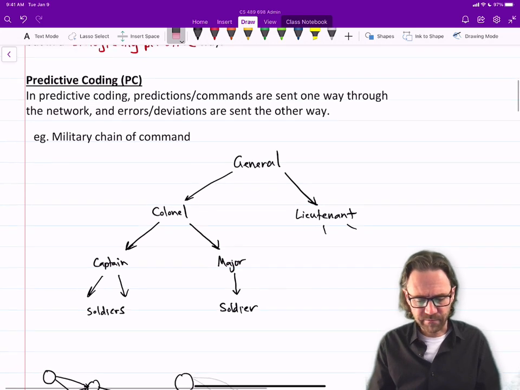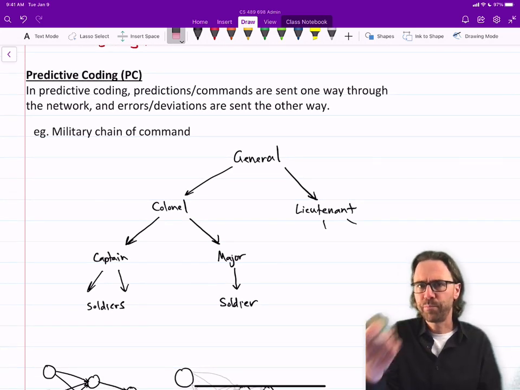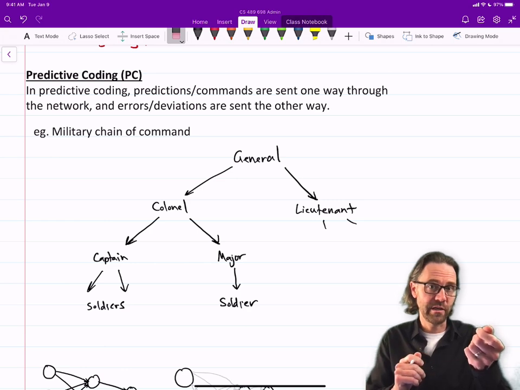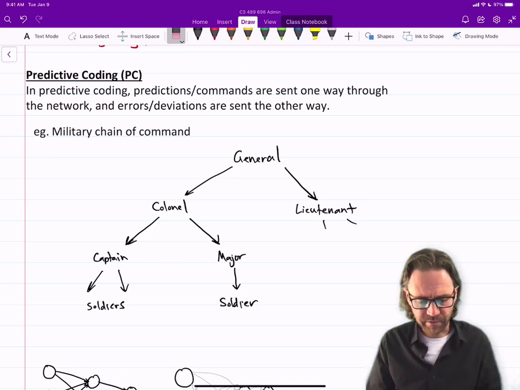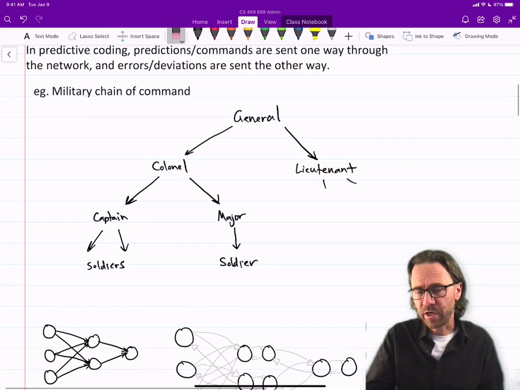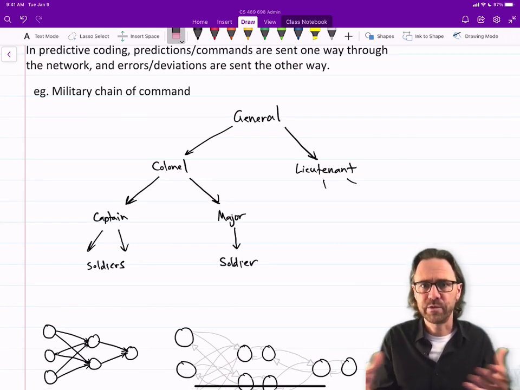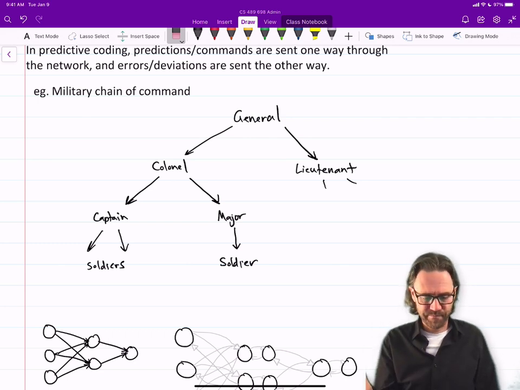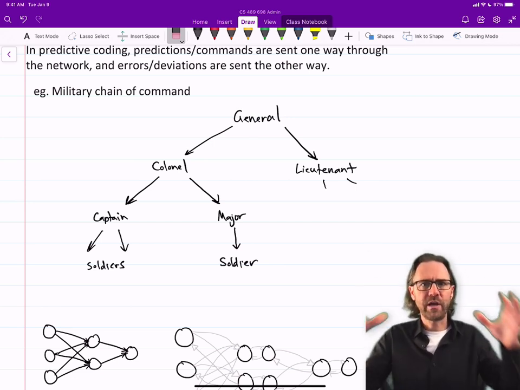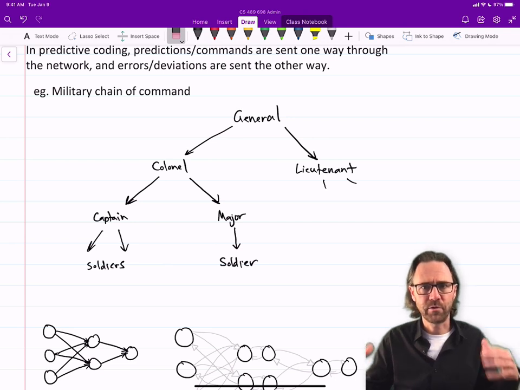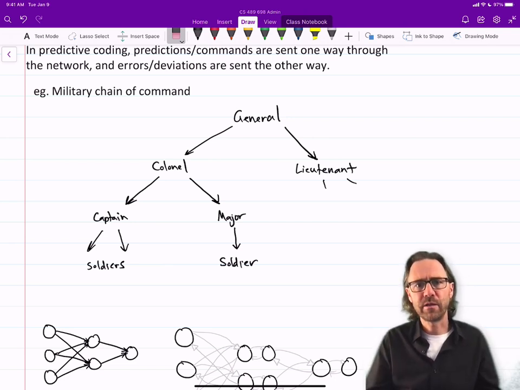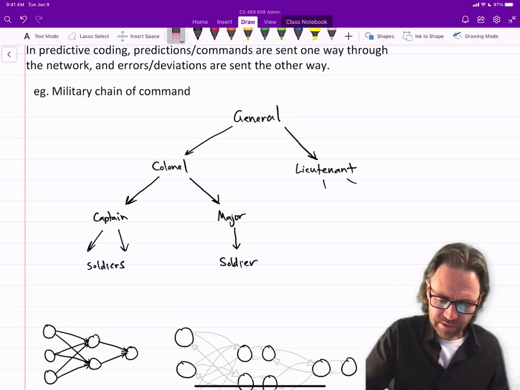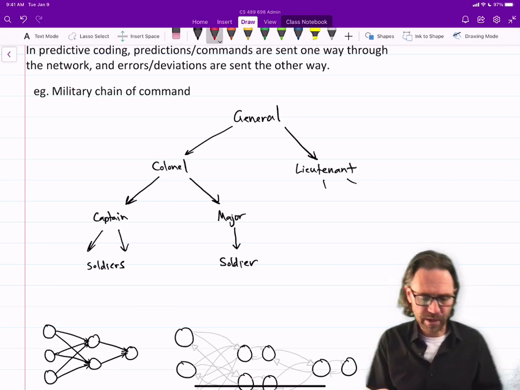To give you an idea of the difference between predictions or commands and errors or deviations, let me show you this example of a military chain of command. I don't know much about the military, so I'm just guessing here, but if you'll humor me for a few minutes, there's the general, who is the person in charge of everything. The general has people underneath them helping them, so colonels and lieutenants. They give commands to colonels and lieutenants, things like attack on the West Coast.